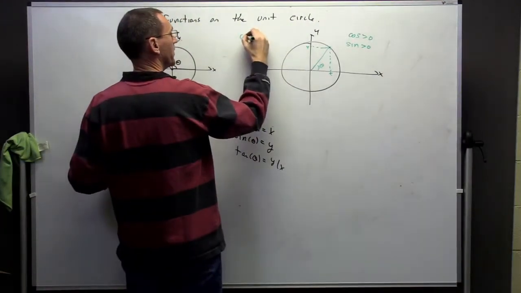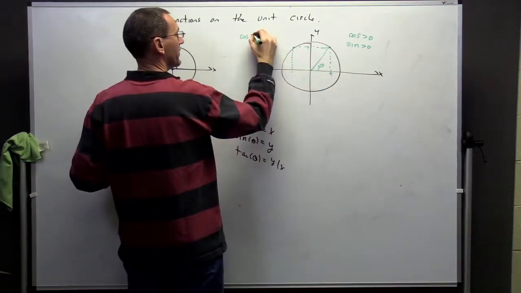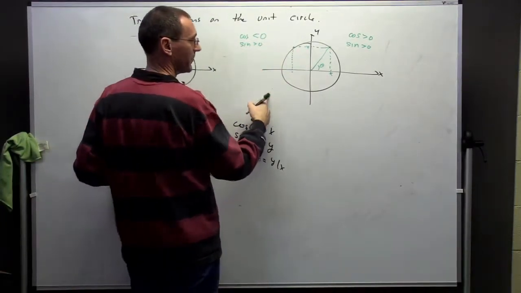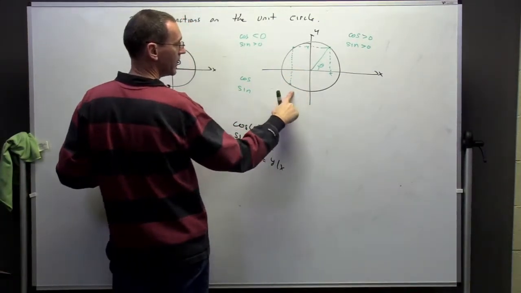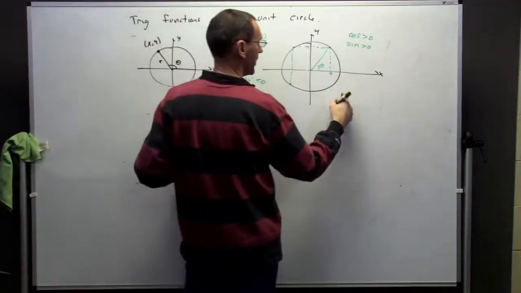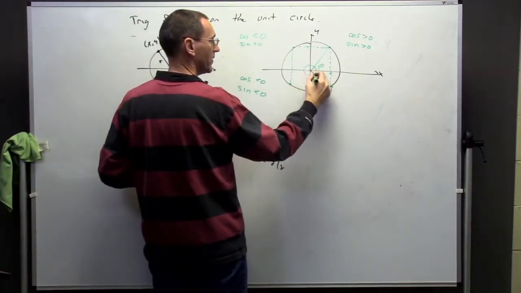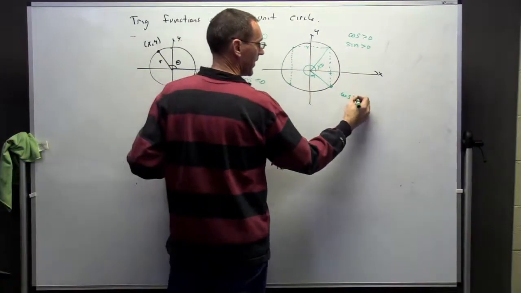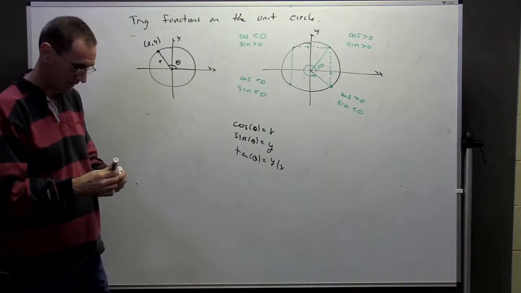I'm in the second quadrant. Now, my x value is negative, so the cosine is negative, but the sine is still positive. In the third quadrant, I have a point here. Now the x value is still negative, the y value is now negative, and then finally over here, if I have an angle that puts me over into the fourth quadrant, the x value is positive, so the cosine is positive, and the sine is negative. Okay.